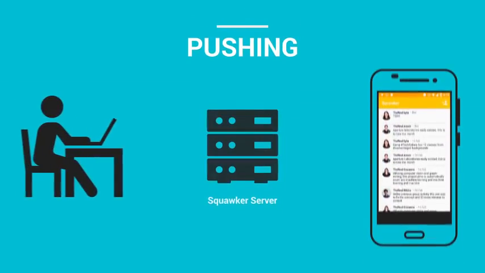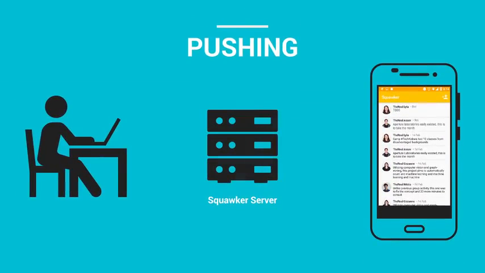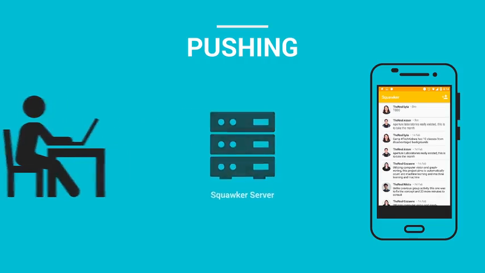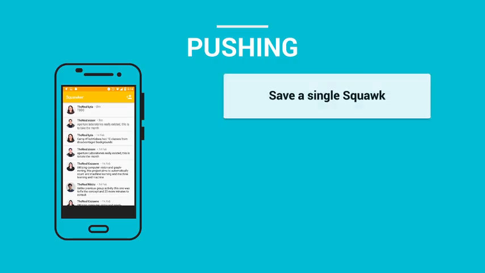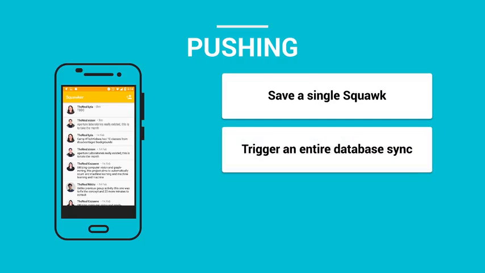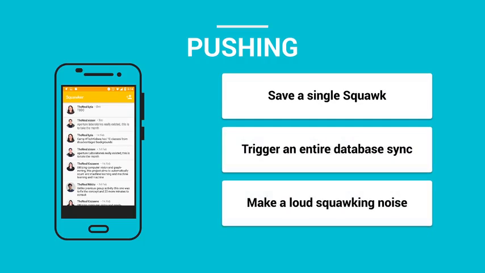The idea behind a pushing strategy is that instead of having your client phone constantly asking the server if there are updates, instead, the server is responsible for telling the phone when it has new information. The server can decide what information to send down in the message. Once the client app receives the message, it's up to the client app how it will respond. You could have the client app react however you want. For example, with Squawker, when the server sends a message that the server has a new squawk, it could trigger the code to save a single squawk, re-download all the data from the server, trigger an entire database sync, or have the phone make a loud squawking noise, or really anything else you'd like.